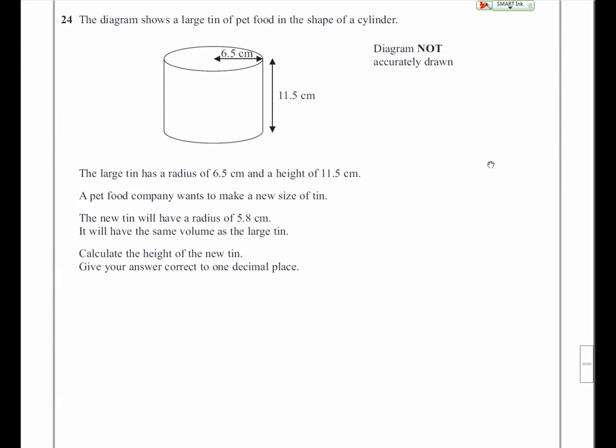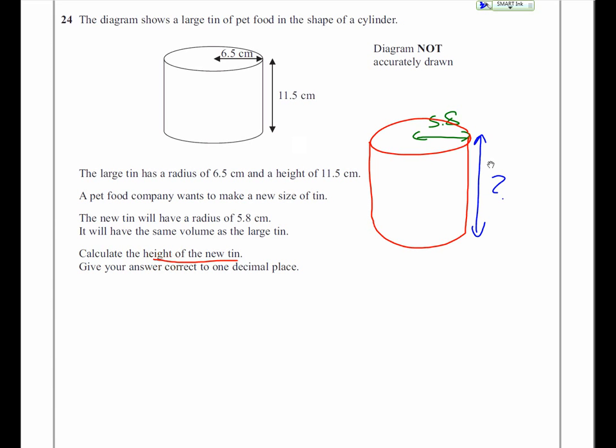Question 24. The diagram shows a large tin of pet food in the shape of a cylinder. The large tin has a radius of 6.5 as shown and a height of 11.5. A pet food company wants to make a new size of tin. The new tin will have a radius of 5.8. Okay, 5.8 is a radius, so that's the circle. It will have the same volume as the original tin. Calculate the height of the new tin. The only thing that we don't know is how high this has got to be. And guys, we've come quite far in the exam, so let's use algebra, let's use x. Give your answer correct to 1 decimal place.